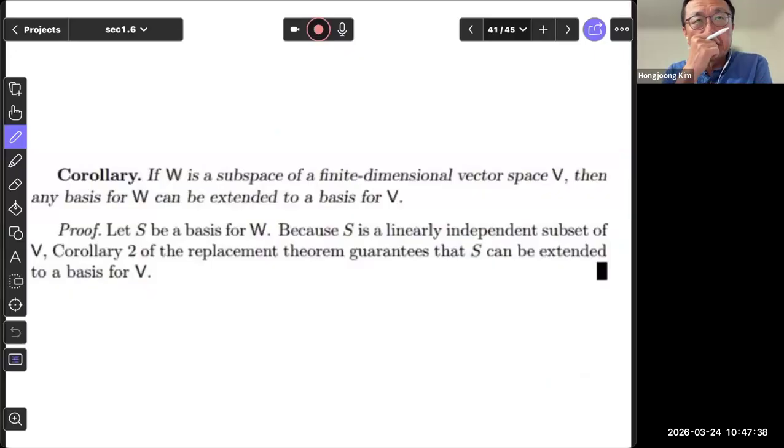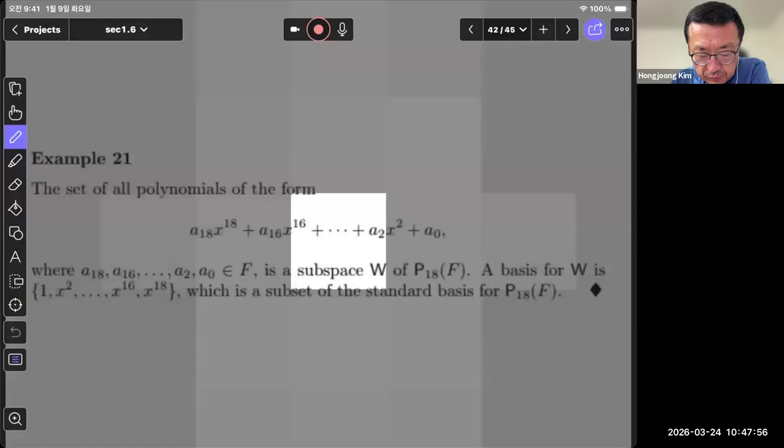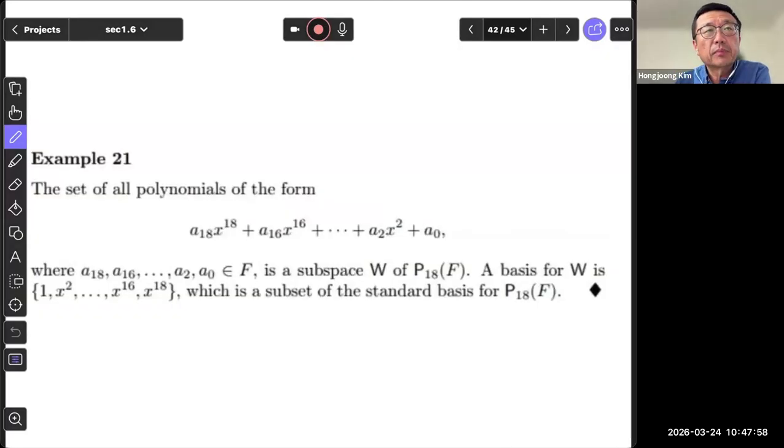Now, corollary is this. If W is a subspace of a finite dimensional vector space V, then any basis for W can be extended to a basis for V. Okay? That is trivial. And example 21, but let us check some example.